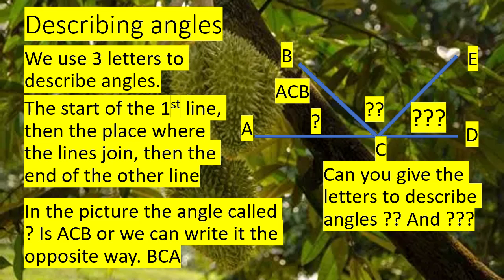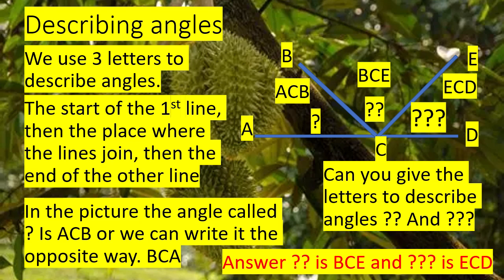So the one with two question marks is B, C where they join, and then E. The one with three question marks is E, and then C where they join, and then D. So the answer, the two question marks is BCE, and the three question marks is ECD.